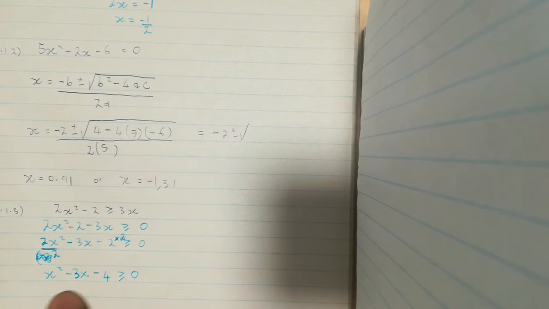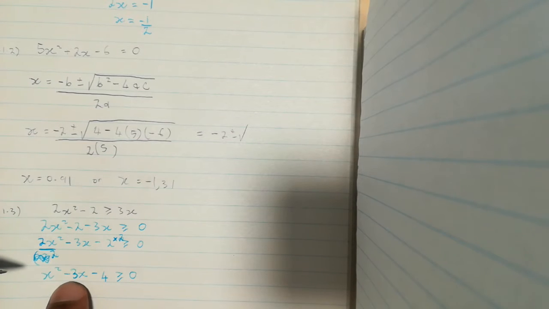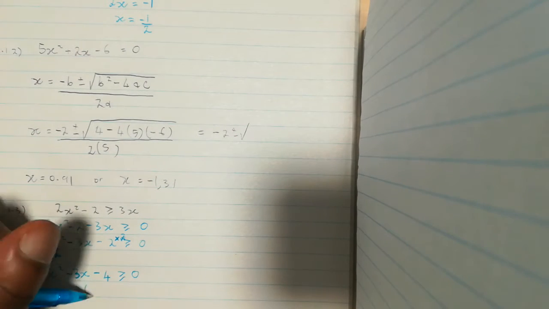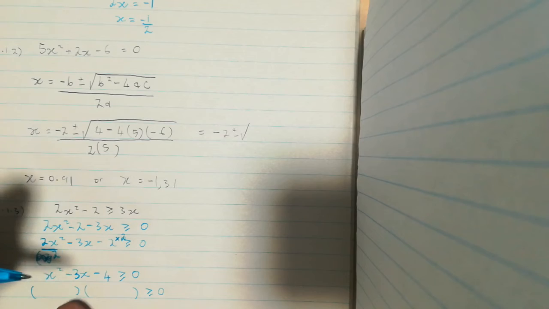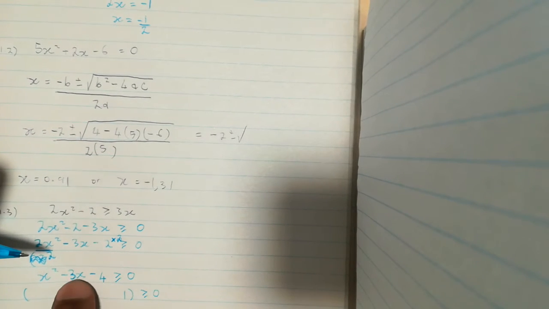Now it's something we are able to solve. Factors of 4 when you subtract give you 3. What are those? It's 4 and 1, because 4 minus 1 is 3.